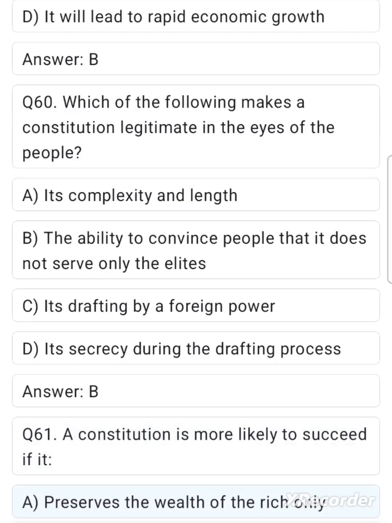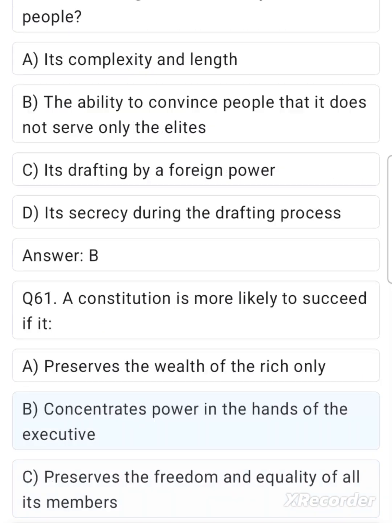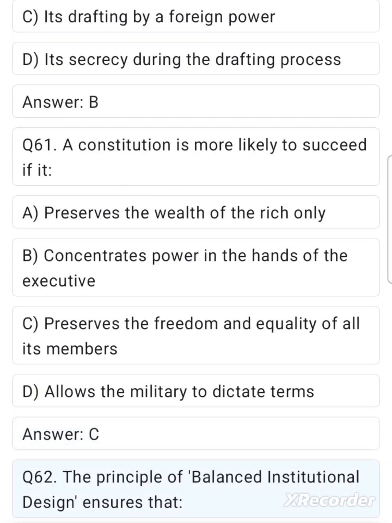Q61. A constitution is more likely to succeed if it: A. Preserves the wealth of the rich only. B. Concentrates power in the hands of the executive. C. Preserves the freedom and equality of all its members. D. Allows the military to dictate terms. Answer: C.